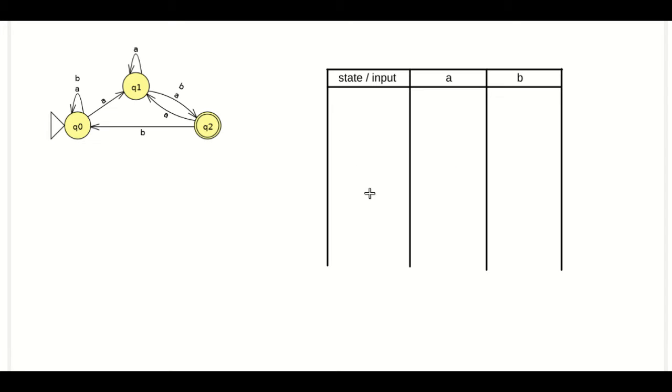Conversion of NFA to DFA. Now let us see how to convert an NFA to DFA. This is the NFA that we designed in the previous lecture. Definitely this is a non-deterministic finite automata, because from state Q0 there are two transitions for the input symbol A, and from Q1 also there are two transitions for the input symbol A.